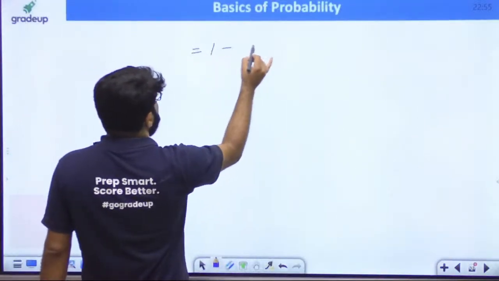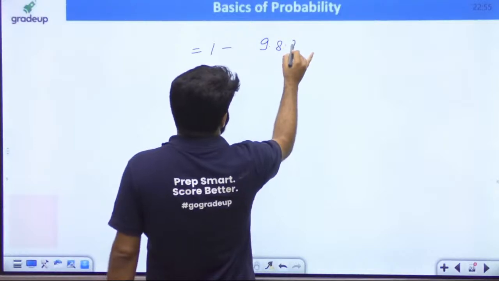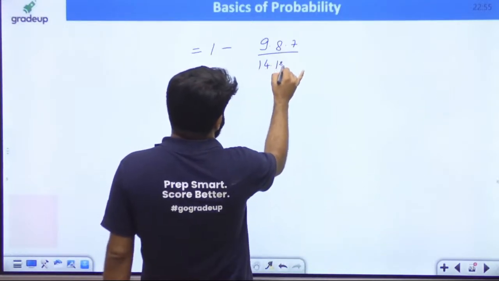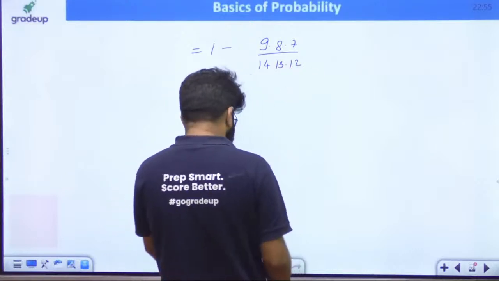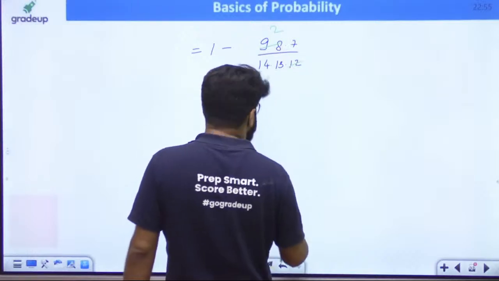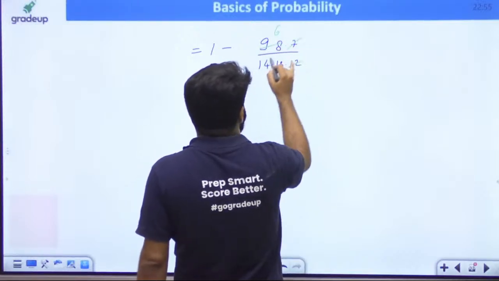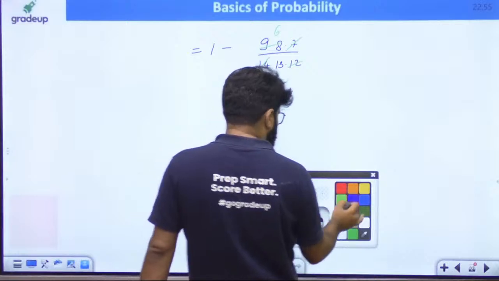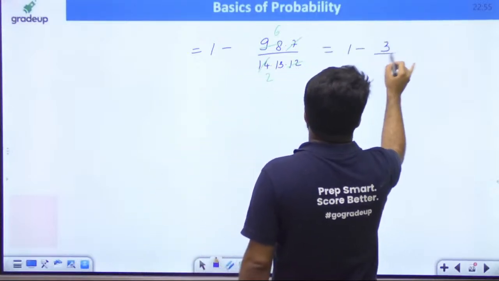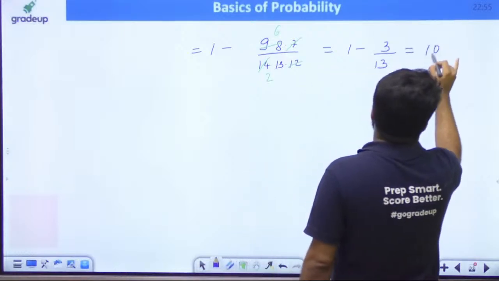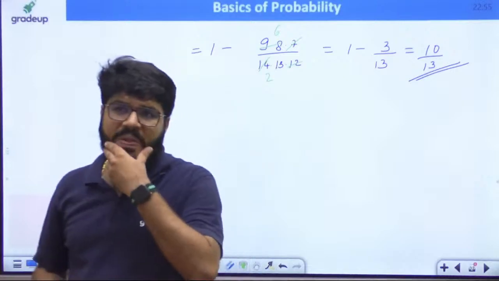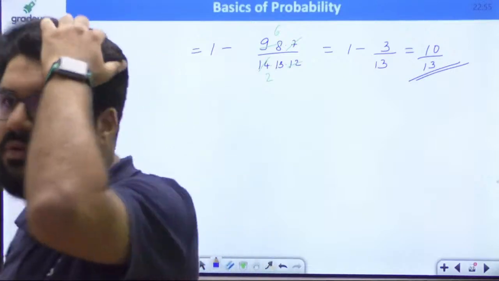So this will be 1 minus 9C3, 9 8 7. 1, 2, 3, 1, 2, 3 cancel होगा. Direct लिखते हैं अब हम: 14 into 13 into 12. Okay, so cancellations: 12 is cancelled with 72 as 6 times, and this is cancelled as 2 times. Overall the answer that is coming is 1 minus 6. 6 को भी cancel किया तो 3 by 13, and the answer is 10 divided by 13, everybody. The answer is 10 by 13.